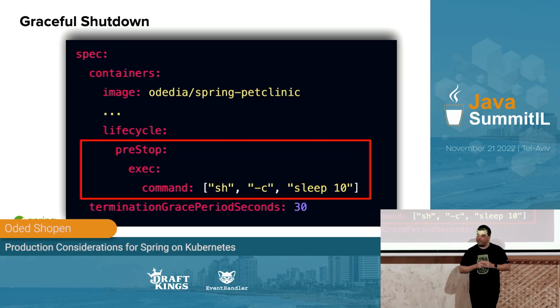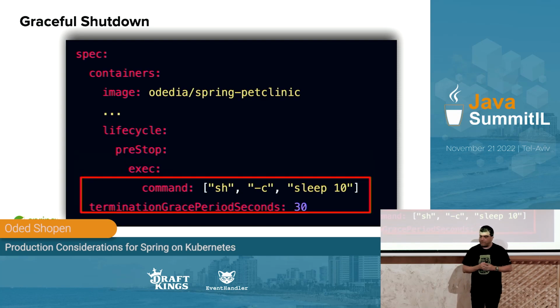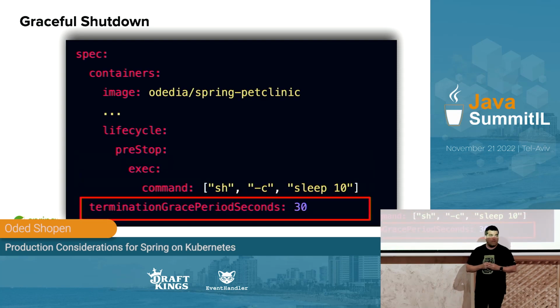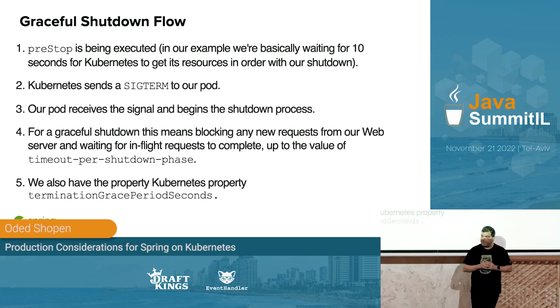So you can use a pre-stop hook in order to basically run a sleep command of like 10 seconds, as I'm doing here. And there's another parameter called terminationGracePeriodSeconds, which basically says how long should you wait before you just kill the pod and not wait for any other communication from it. So we have 3 parameters that you have to think about here.